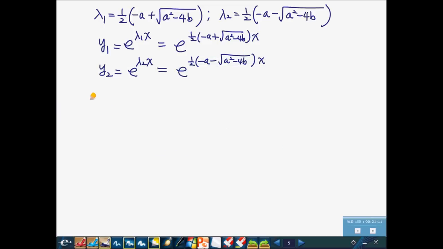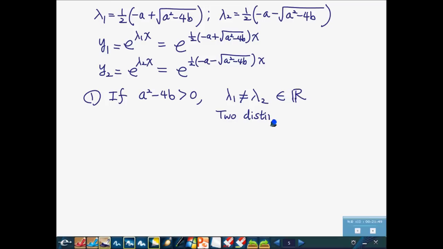Okay, the first case. If a square minus 4b, the inside of the square root, is greater than 0, you see that? Then lambda 1 and lambda 2 are different, and they are real numbers. They are different, but they are real numbers, right? So we have 2 distinct roots.